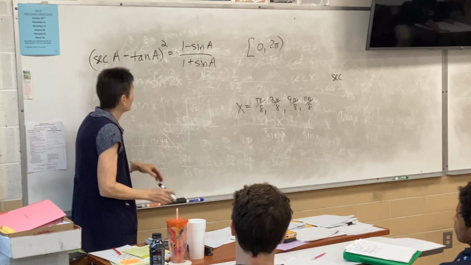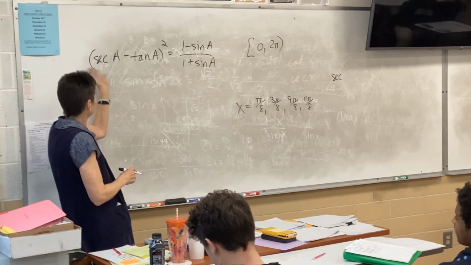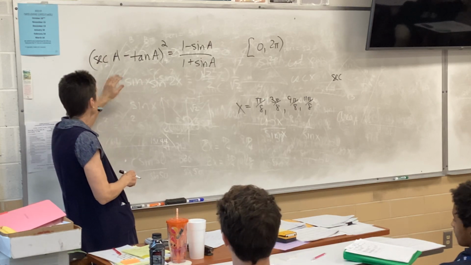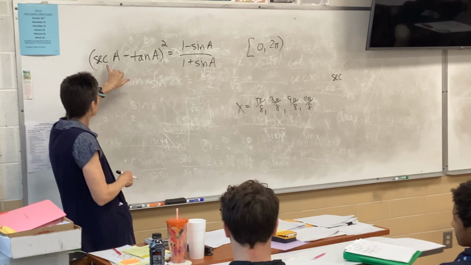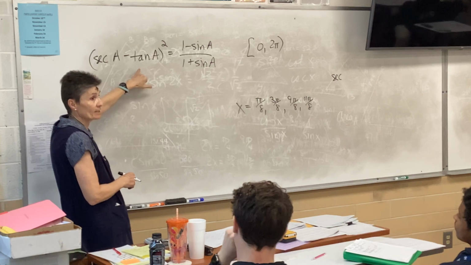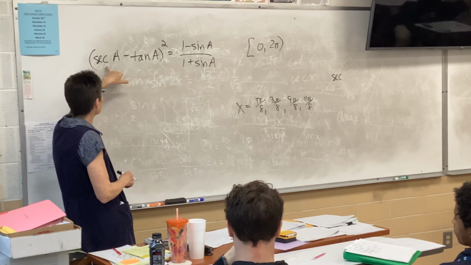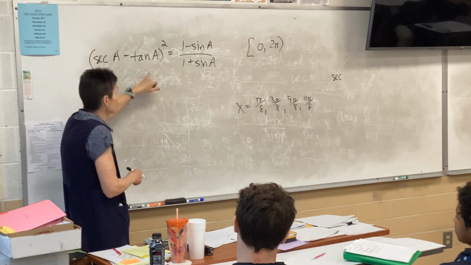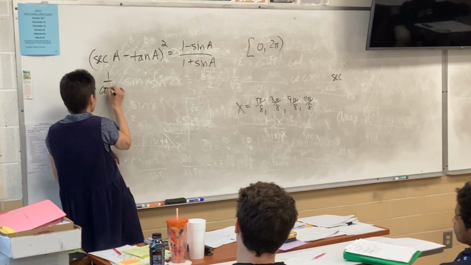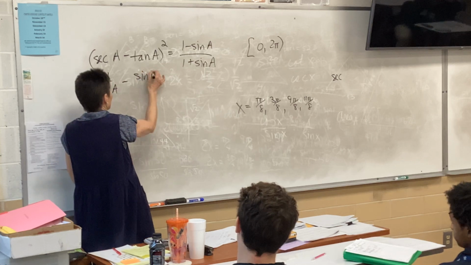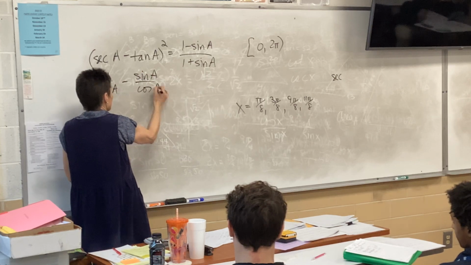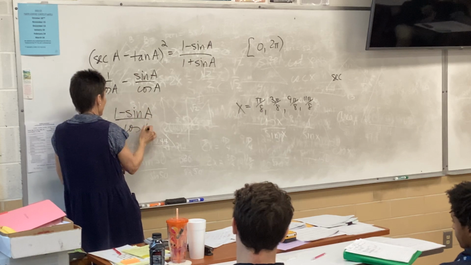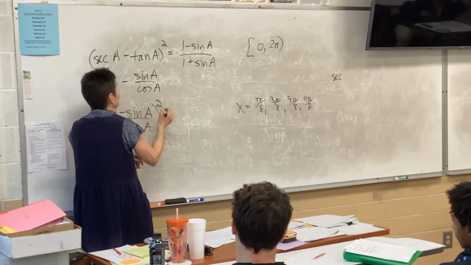All right, so here we go. First thing, there are lots of things you could do here, absolutely lots of things you could do. I think I'll go ahead and change these into sines and cosines, because I noticed that then they're going to have a common denominator. So this is going to be 1 over cosine minus sine over cosine. So basically it's 1 minus sine over cosine squared. Right?